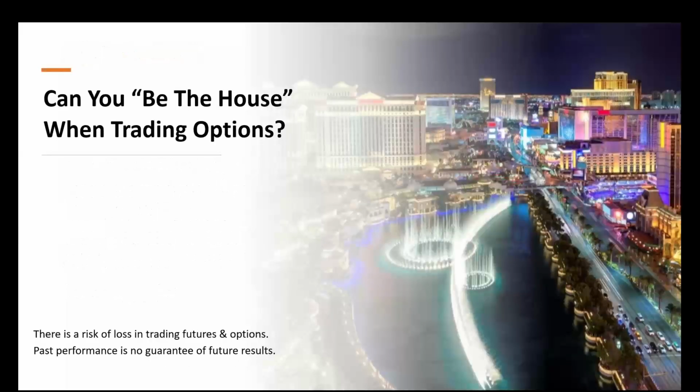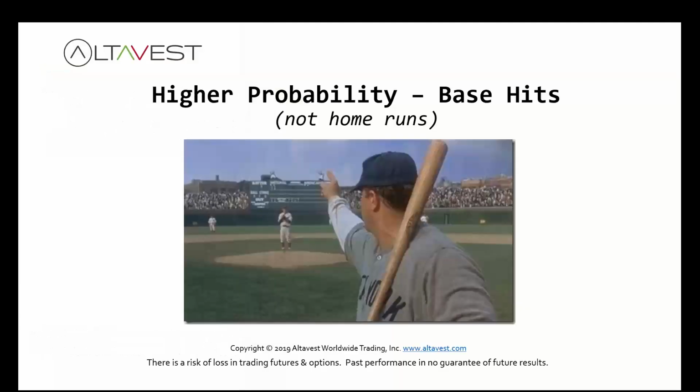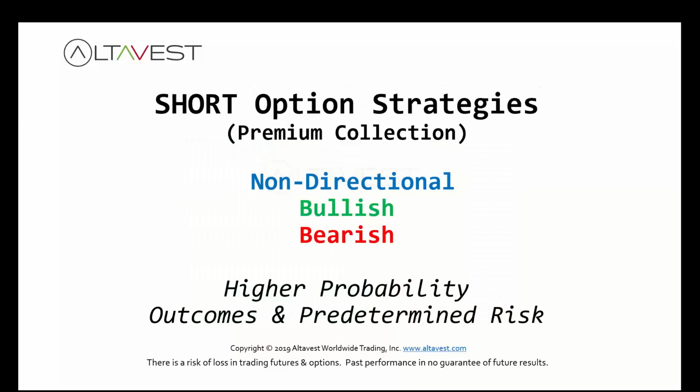So here's the question. How can you be the house when trading options? Well, let's look at a baseball analogy. Higher probability. What's a higher probability outcome? Hitting a grand slam or a base hit? Even if you don't know baseball, I think the answer is obvious. Let's look at this here with some short option strategies.